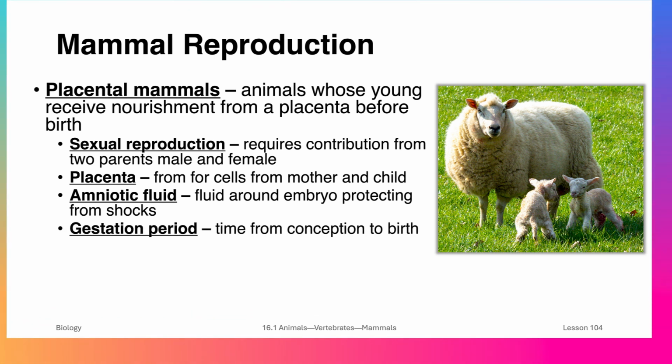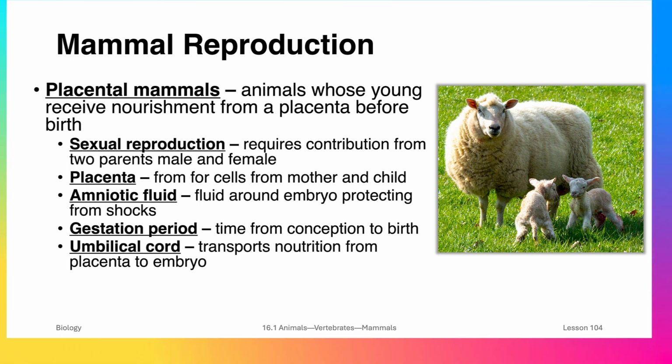Depending on the animal type, there's the time from the conception, which is the union of egg and sperm, to birth, and that time is known as the gestational period. During that time, nutrition is supplied to the embryo or the infant or the baby by the placenta through what is known as the umbilical cord. The umbilical cord comes from the placenta to the child or multiple infants and feeds the infant.